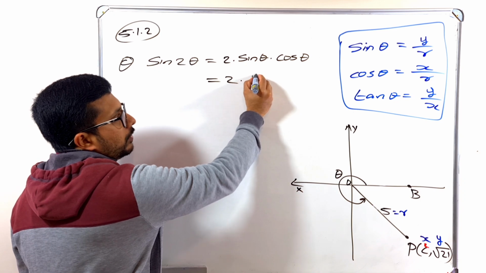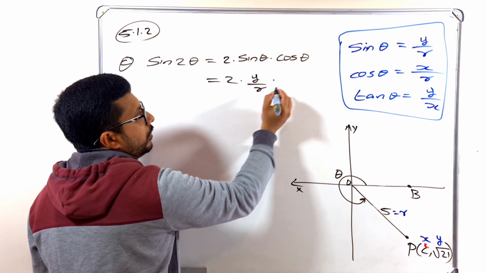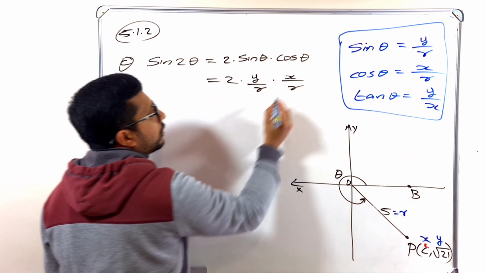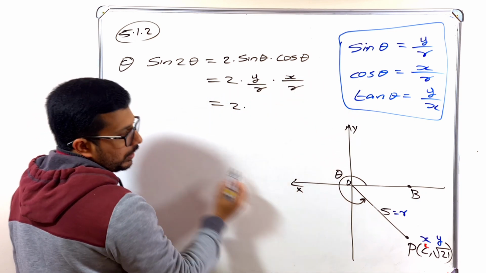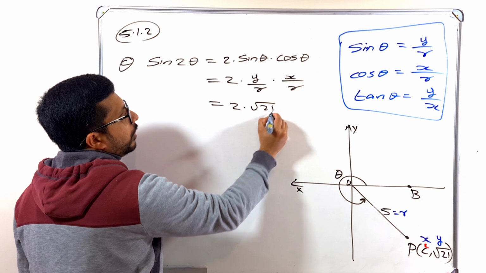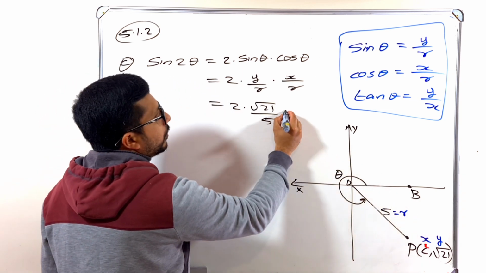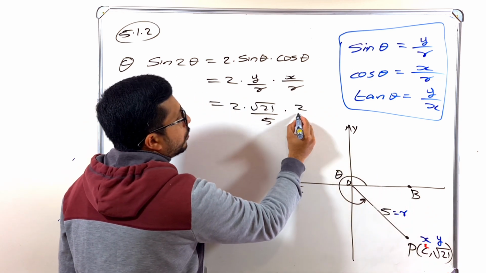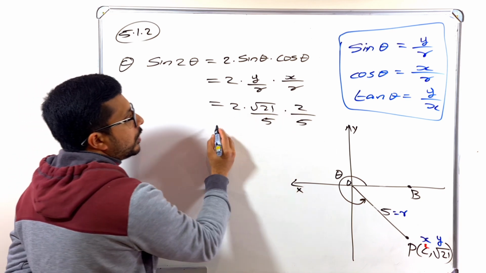Here, 2 into sine theta. What is the definition? Sine theta is y over r. So y over r into cos theta. What is the definition? x over r. So this is 2 into y. What is y here? Root 21, divided by r, which is 5, times x. What is the x value? 2, divided by r, which is 5. So 2 times 2 is 4.